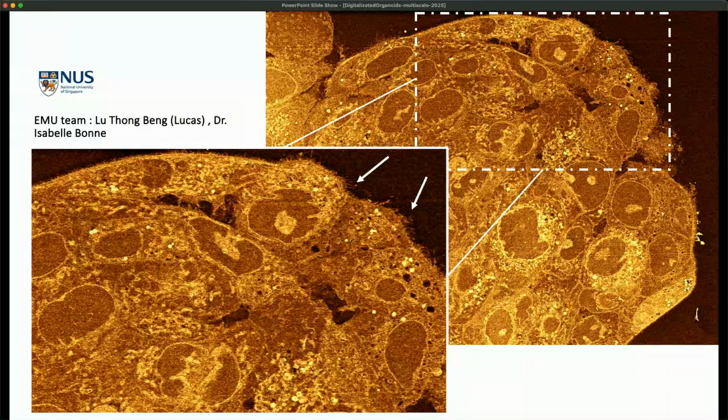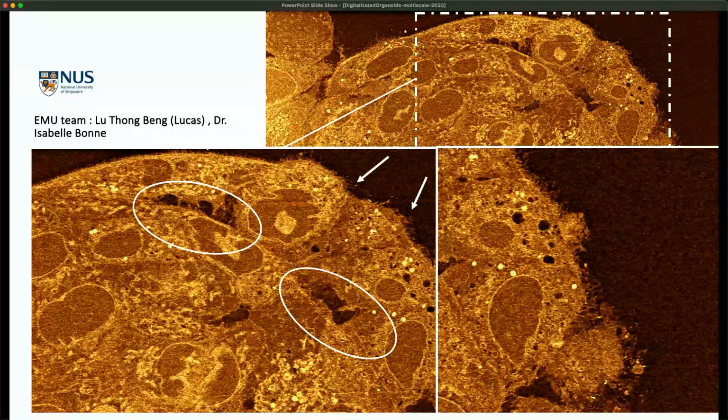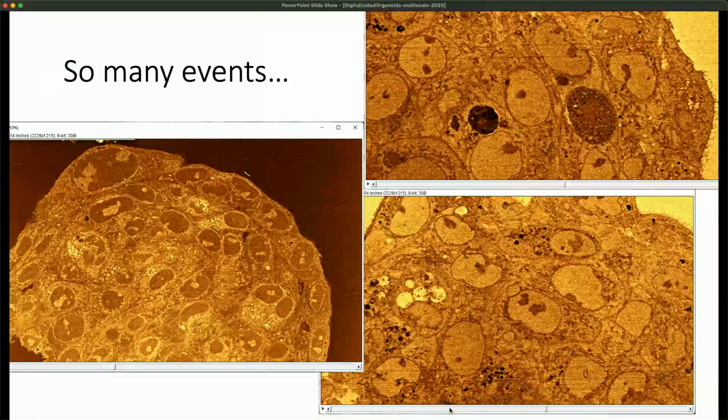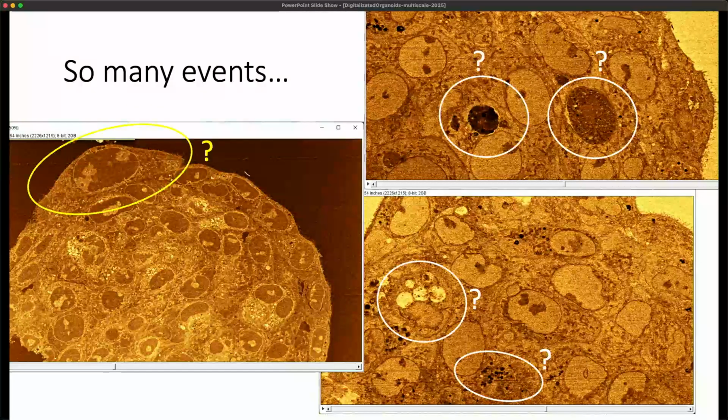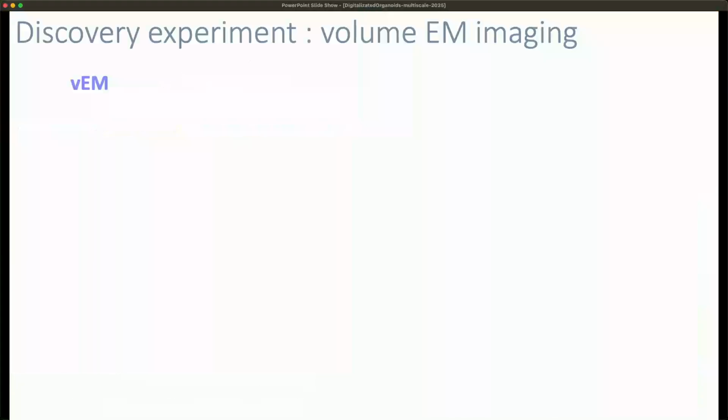But we are able also to see some very interesting zones of interest here, like this kind of vacuole that appears, but only on the external layer of the cells. And here is some snapshot, and actually there are a lot of events of interest, but clearly we don't know what they are. So many students and postdocs needed here, please.